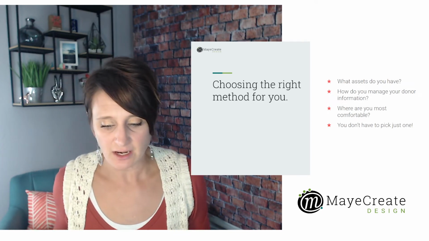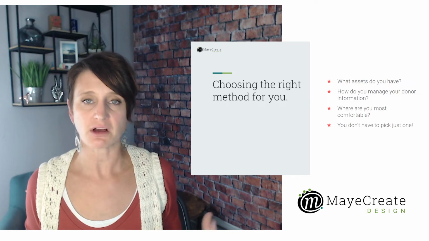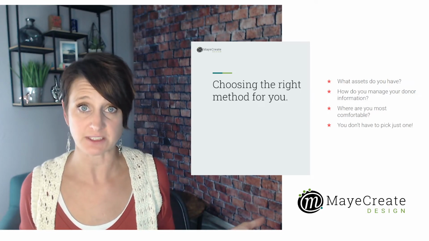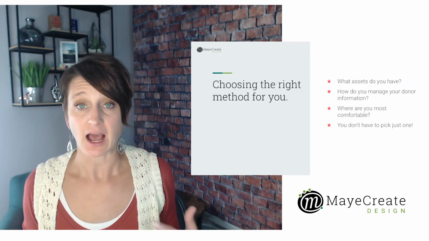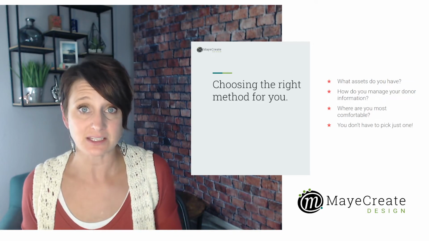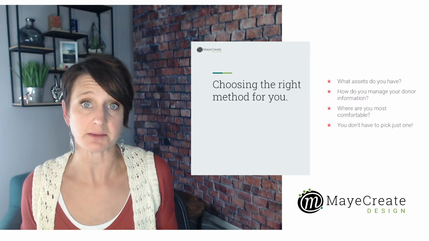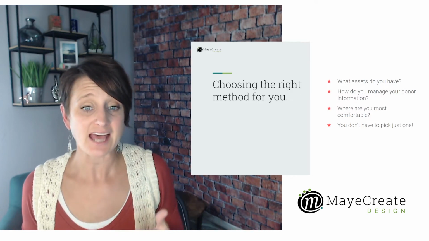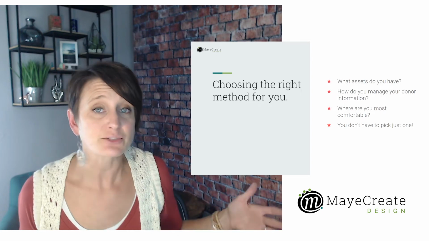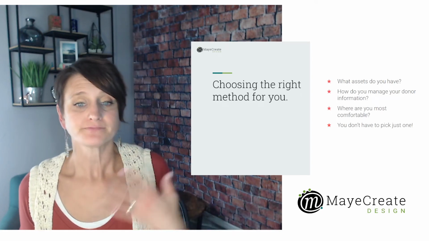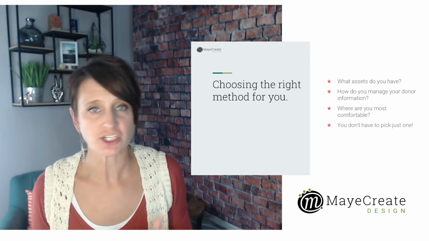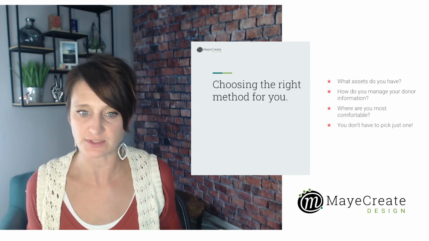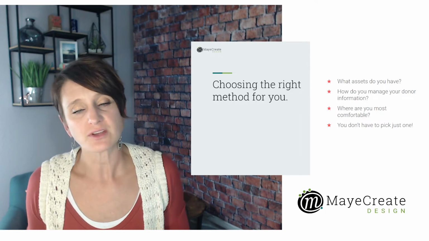I just did an interview with Enola White where she talks about how her organization uses Square as their donor management system, which is pretty clever. I use Stripe and I can see all of my clients' information in Stripe. So you can use those easy payment processors as a donor management system if that's where you're at right now. So how do you manage your donor information? You want to make sure that everything integrates with your website and that it's not hard to use. And then ask yourself, where are you most comfortable?